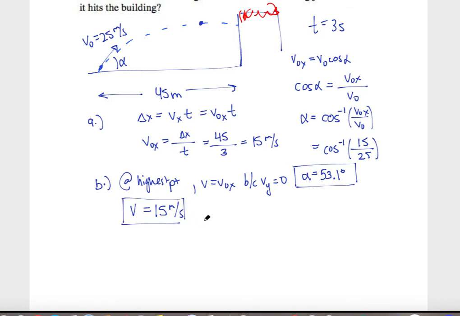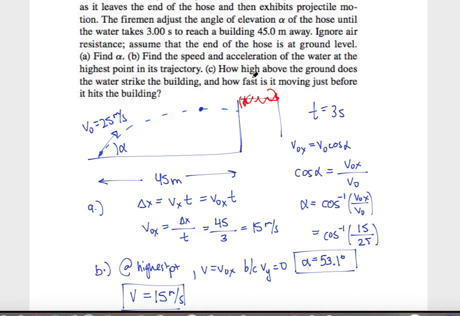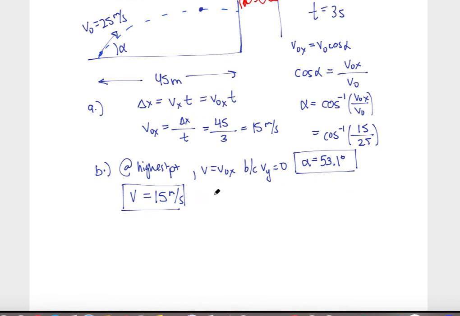Our acceleration should be in the negative y direction. So my acceleration as a vector is just going to be negative g, or we can say negative 9.8 or negative 10. So let's just do 9.8 for once. Negative 9.8 in the j direction, or we could say negative 9.8 in the y direction. And this is going to be meters per second squared.